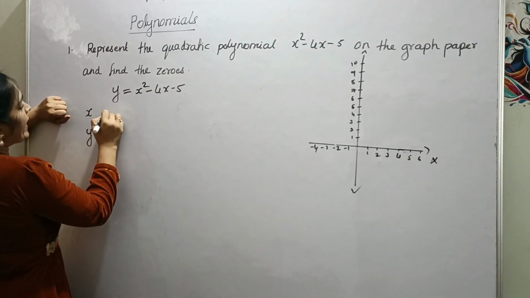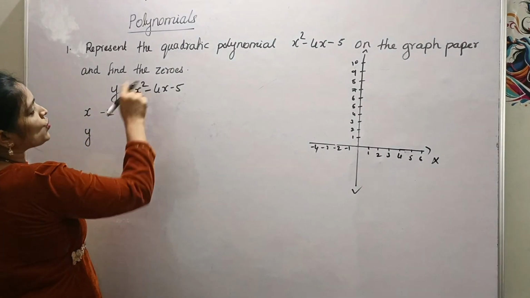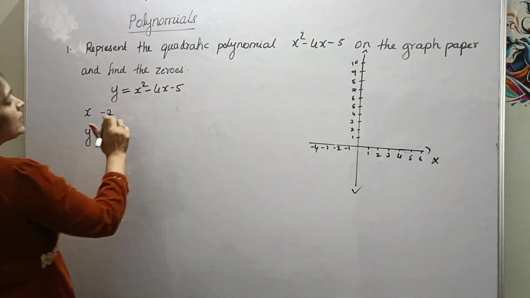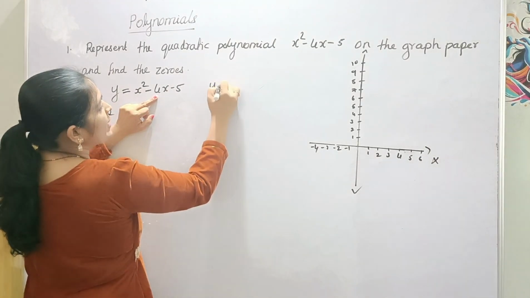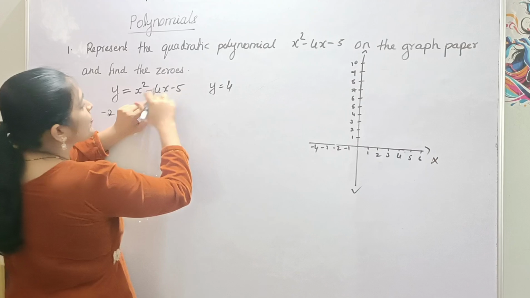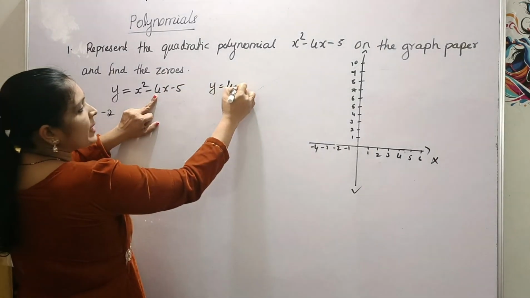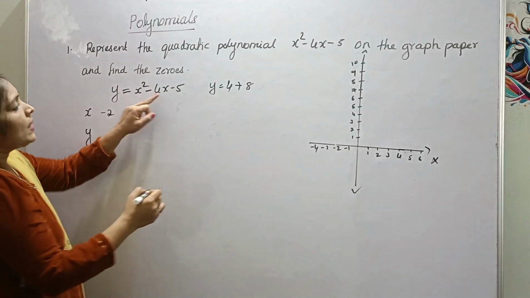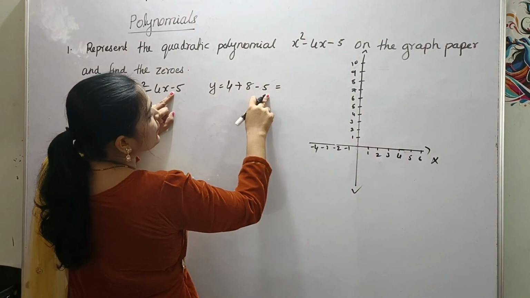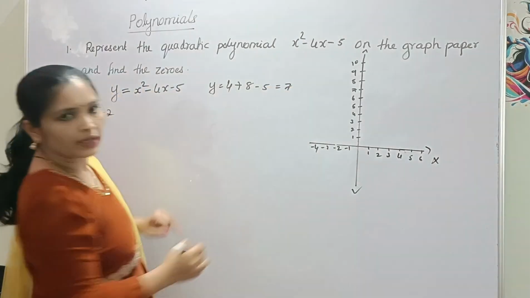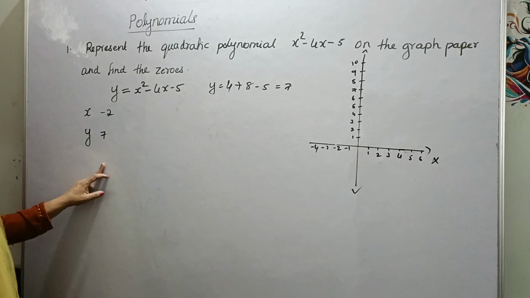First of all, let's take x is equal to minus 2. Minus 2 square is 4. So y is equal to 4 minus 4 into minus 2, which will be plus 8, minus 5. That is 12 minus 5, that is 7. So when x is equal to minus 2, y is 7.